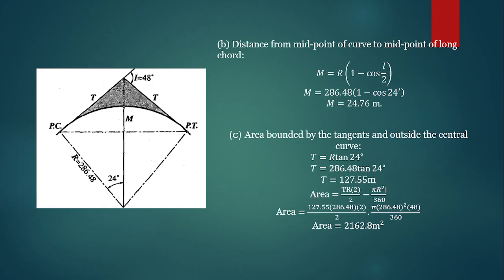So, I had made use of the formula area is equals to TR times 2 over 2 minus pi R squared multiplied by I over 360 degrees. So, area is equals to 127.55, yung T, yung R natin na 286.48 times 2 over 2 minus pi times the squared of 286.48 times 48 over 360. So the area and the answer for letter C is 2162.8 meters squared.